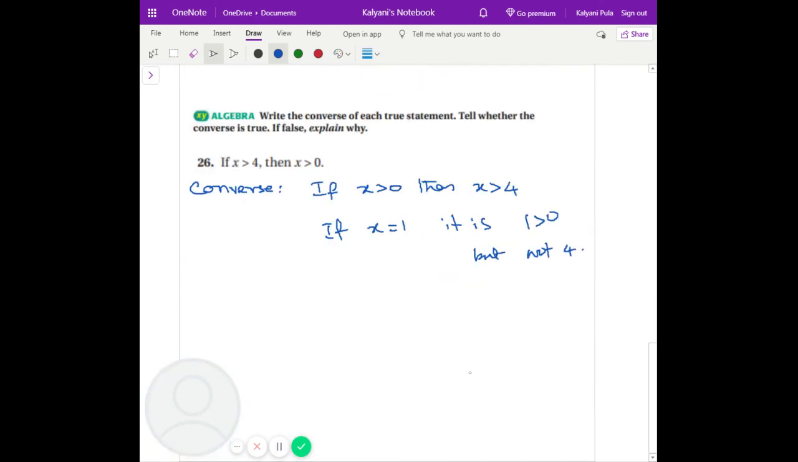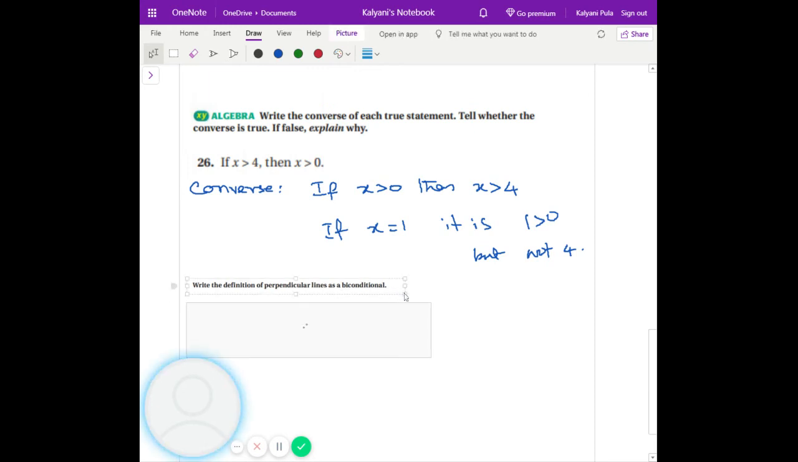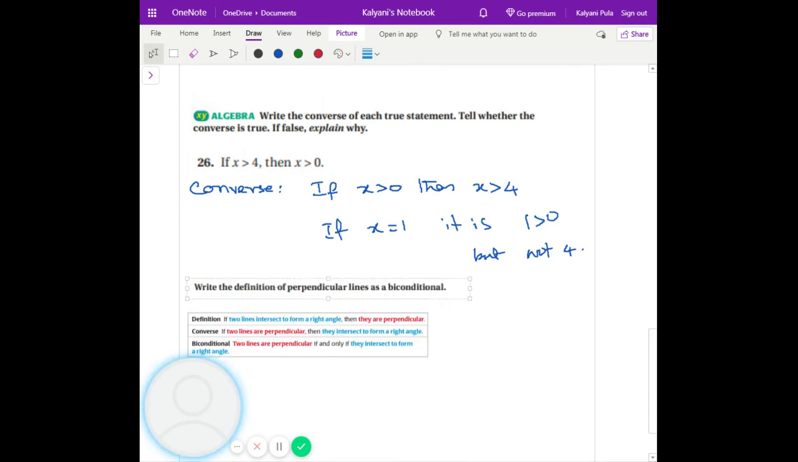Explain why it is. The next one we're going to look at is called a biconditional statement. Biconditional statements mean if and only if. That's what you see in there. Let me get an example here. Write the definition of perpendicular lines as a biconditional. A biconditional statement is if and only if: if this only happens if this happens.